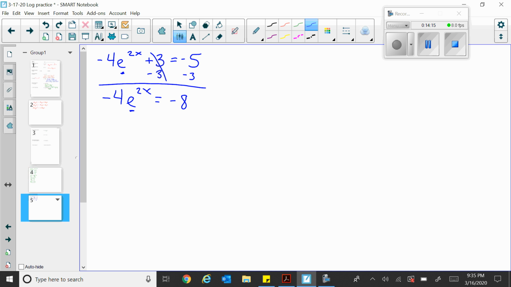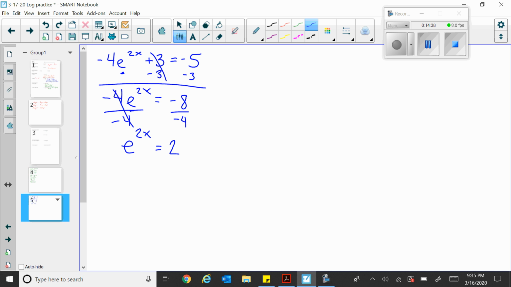And then, guys, I told you the base is e. We want to get that by itself. So negative 4, we need to get rid of that by dividing. What you do to one side, you do to the other. You get e to the 2x power equals positive 2.